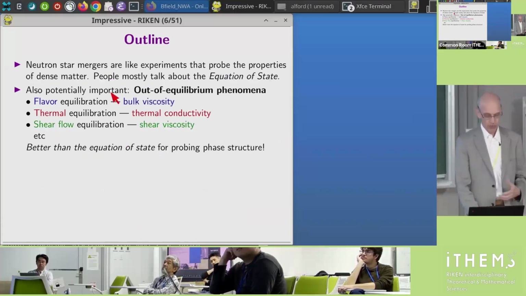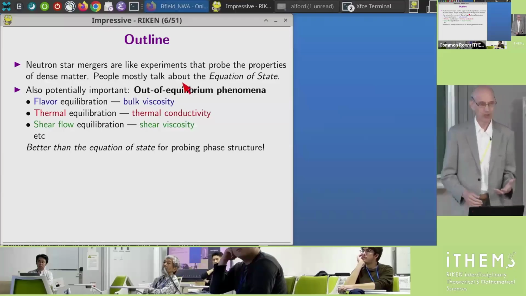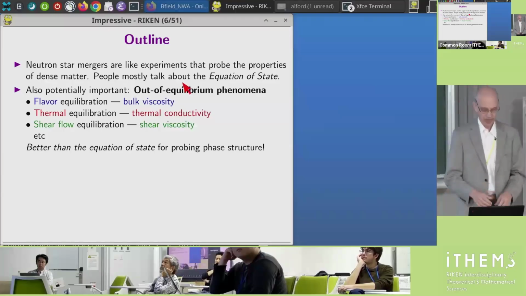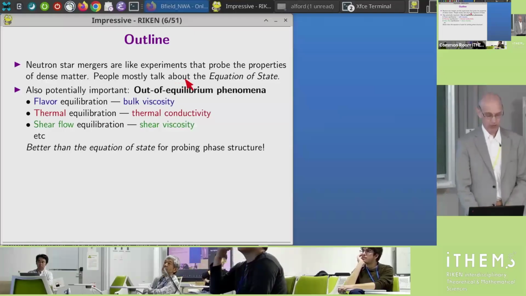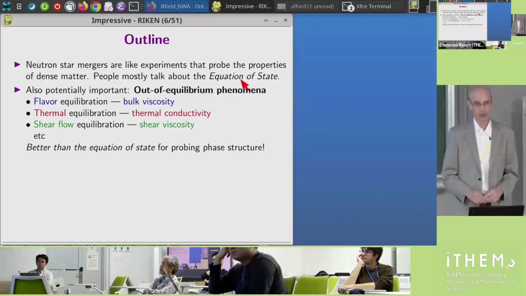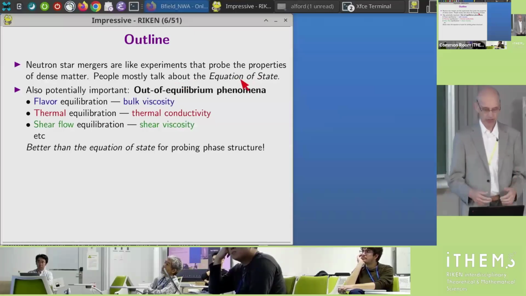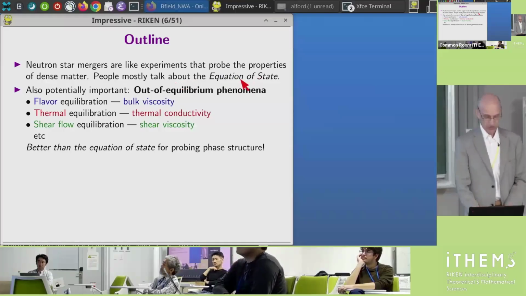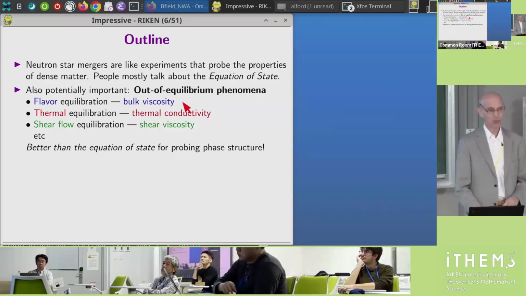We think of neutron star mergers like experiments. They probe the properties of dense matter, which is what we're interested in. If you go to talks about this, very often the pride of place will be held by the equation of state. You'll hear people talking about the equation of state a lot. So my goal in the talk today is almost not to mention the equation of state.